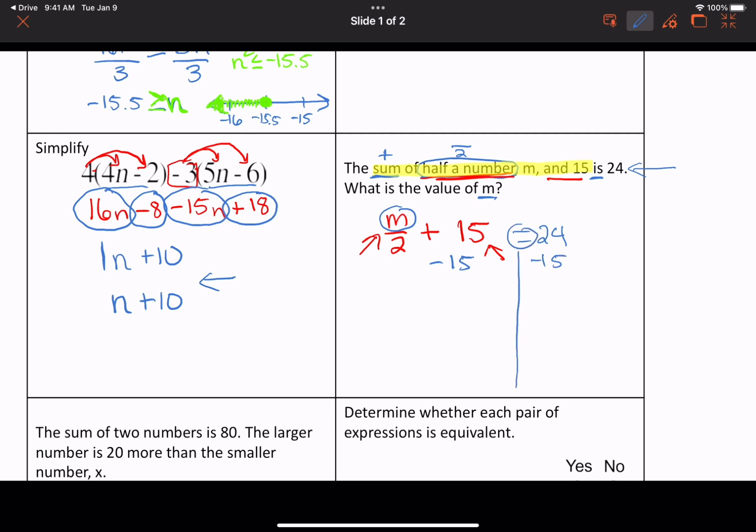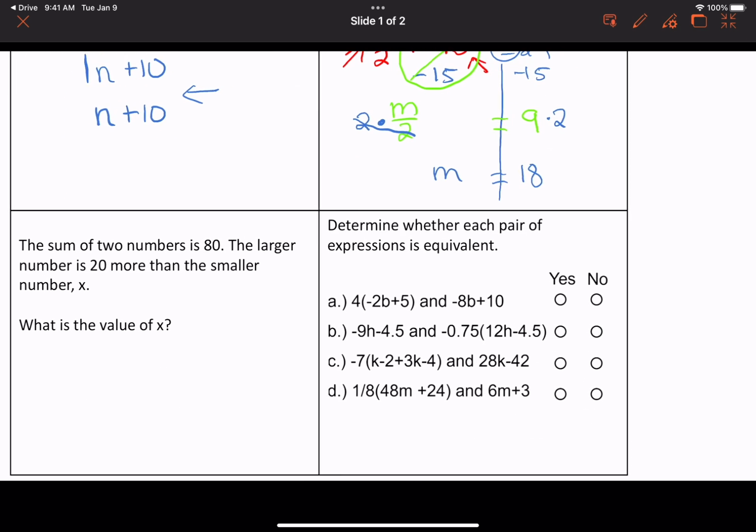What's left is, over here on the left-hand side, 15 minus 15 is going to go to 0, leaving you with just m divided by 2 equals 24 minus 15, which is 9. And lastly, we just need to get rid of that divide by 2, and we can get rid of divide by 2 by multiplying by 2. 2 divided by 2 is 1, leaving me with just 1m. You don't need to write the 1. And 9 times 2 is 18. There's our solution.